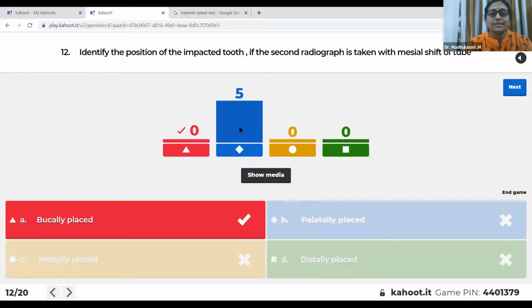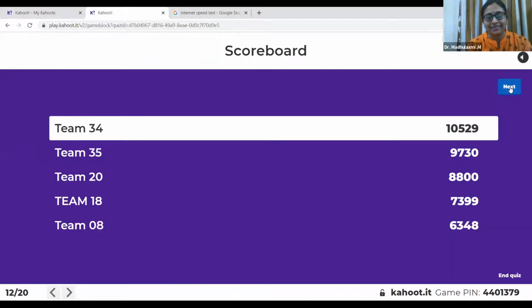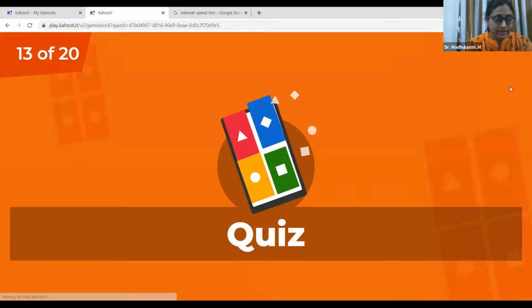Very good. Scoreboard. Seems like the quiz is very simple. All of you are getting everything right. Scoreboard. Team 34, first position, and team 35 on second. Team 20 is third. The next question, question number 13.